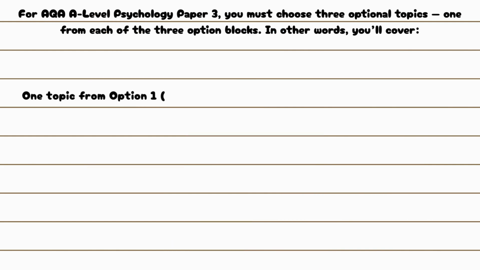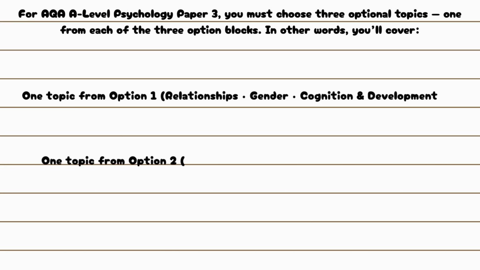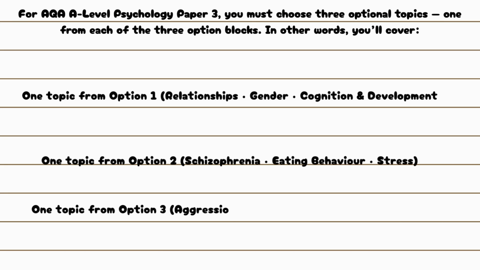Okay, so for A-level psychology paper 3, you must choose 3 optional topics, 1 from each of the 3 option blocks. So bear this in mind when watching this checklist, as we will cover all 9.